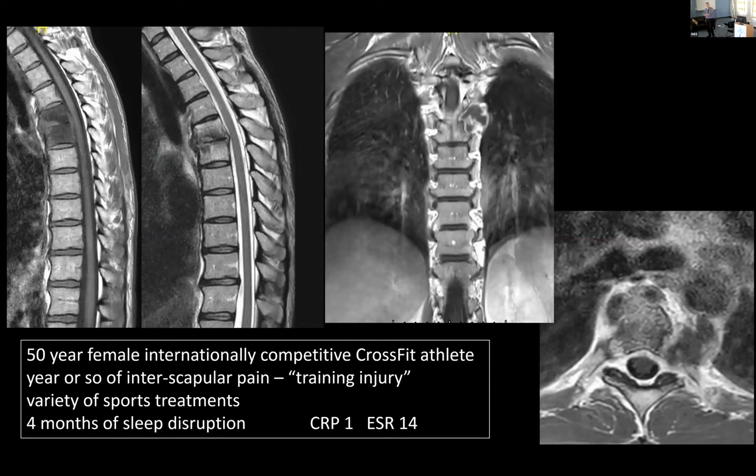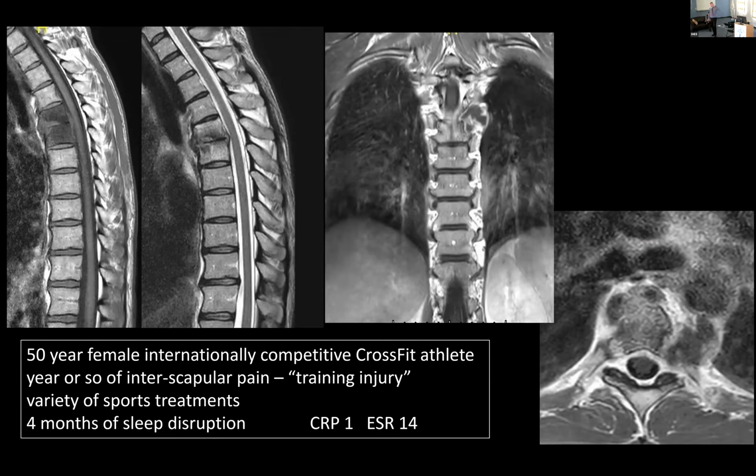Okay. So this is a recent case that I had. I think it demonstrates quite a lot of interesting things around tuberculosis. This is a 50-year-old female, internationally competitive CrossFit athlete. She had a year or so of interscapular pain, which she attributed to a training injury. She went through a variety of sports physicians, biokinetics, general practitioners, and a variety of treatments, and treated this as a niggling muscle injury. Then she developed 4 months of sleep disruption.